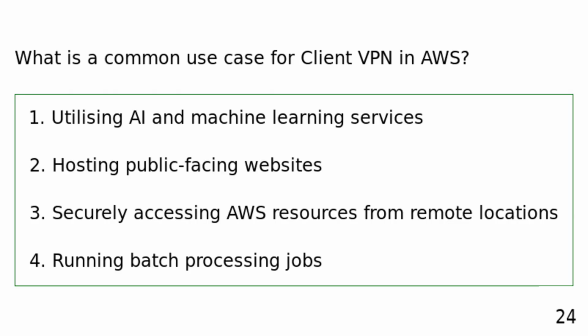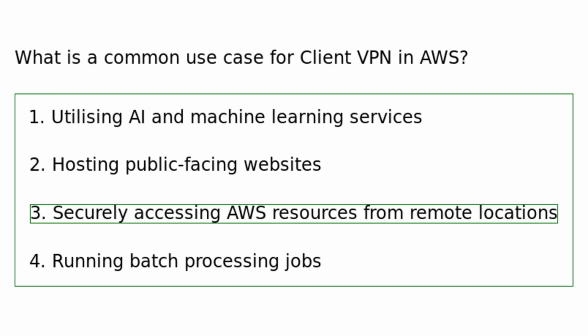What is a common use case for client VPN in AWS? Utilizing AI and machine learning services. Hosting public-facing websites. Securely accessing AWS resources from remote locations. Running batch processing jobs. Client VPN in AWS is commonly used for securely accessing AWS resources from remote locations, providing a secure connection for individual users to connect to the AWS environment.